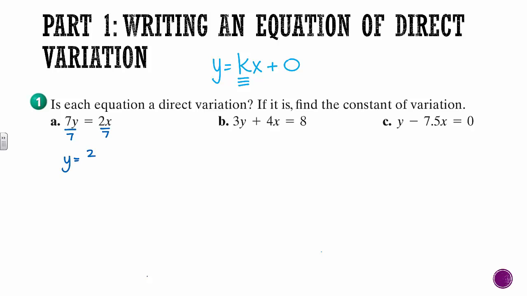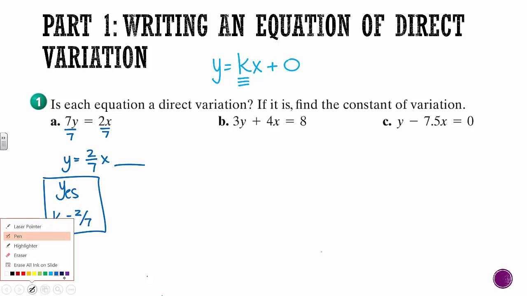So I get y equals 2/7 x. This is direct variation because there's no y-intercept here. And my constant of variation is whatever your slope is, whatever it's changing by. And it's changing by 2/7 every time.